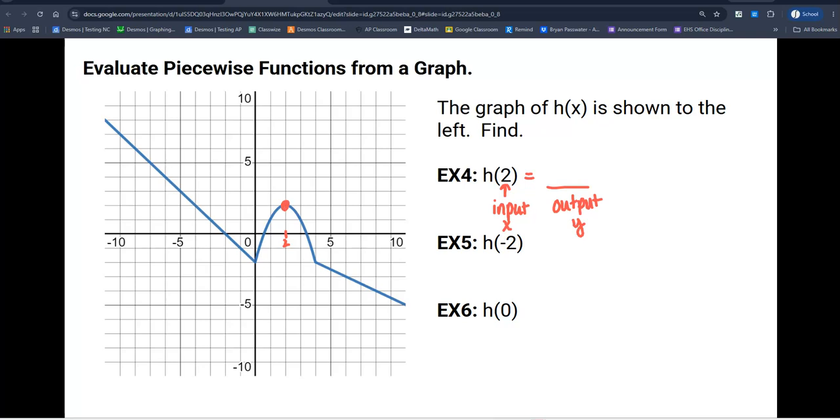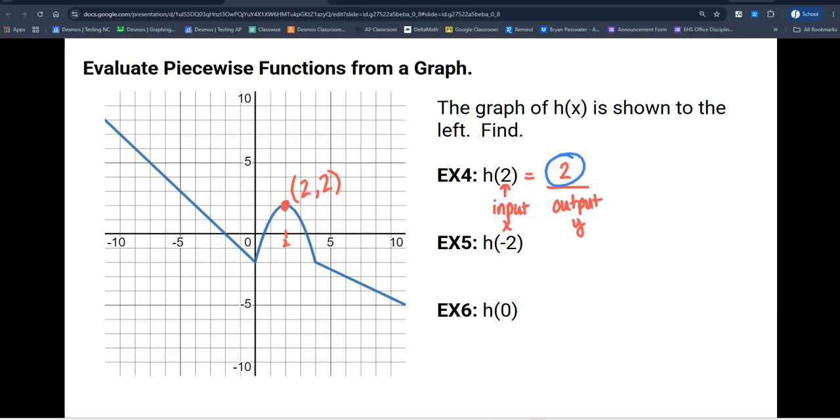Okay? Skylar, what are the coordinates of that point? 2, 2. Very good. There. So my input was 2. My output was also 2. So right there's my answer. The y coordinate is just your answer.